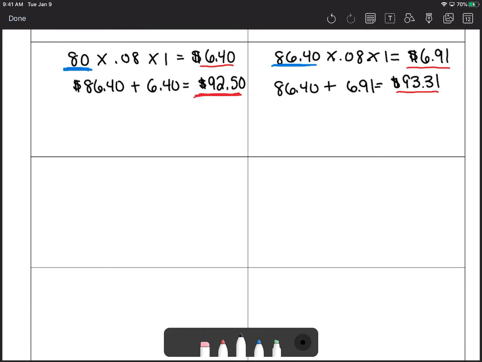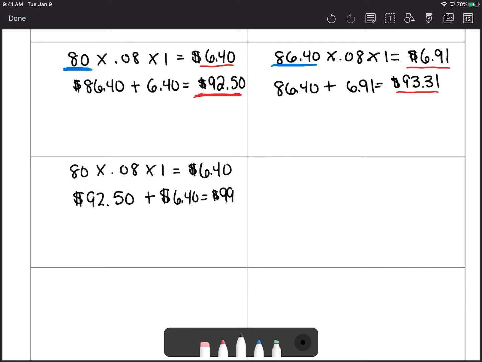Okay, for the next year, year number 3, again, for the simple interest account, interest is earned only on the principal. So for the third year, I'm just going to multiply 80 times 0.08 times 1 to get $6.40. And then when I add that to my previous balance, I'm going to get $99.20.